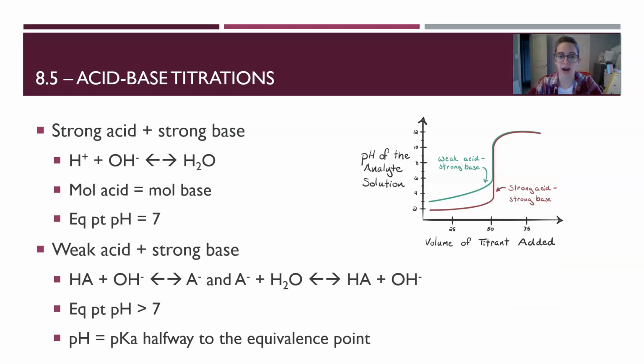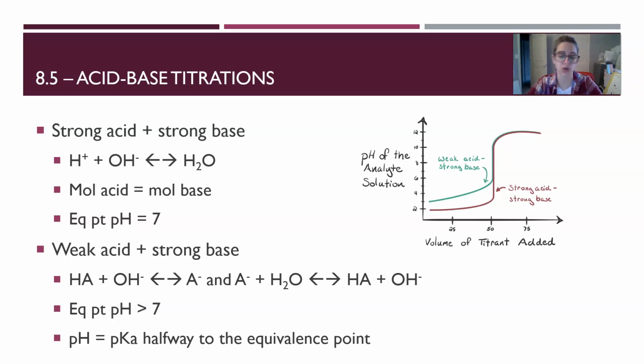So we're going to look at our different combinations. When we're talking about a reaction between a strong acid and a strong base, you have essentially your proton reacting with your hydroxide to form water. So the equivalence point is going to be when your moles of acid is equal to the moles of base. This is in a 1-to-1 ratio. So this would be a monoprotic acid with a standard strong base.